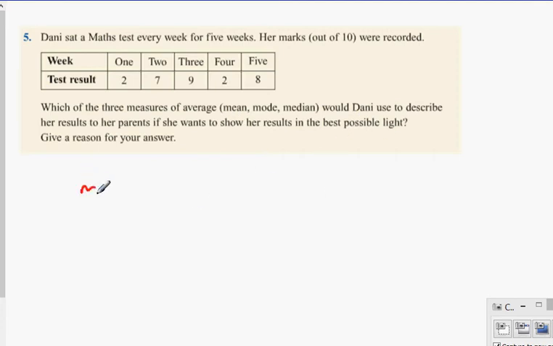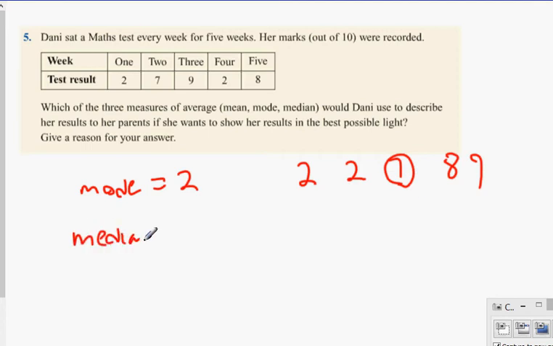Alright, the mode is 2. She's not going to say her mode is 2 because that means she got 2 twice. Terrible result, okay? We're going to go for the median next. The median means you arrange them in order of size and pick the middle one. So 7, 8 and 9. Her median turns out to be 7, which is a reasonably high result.